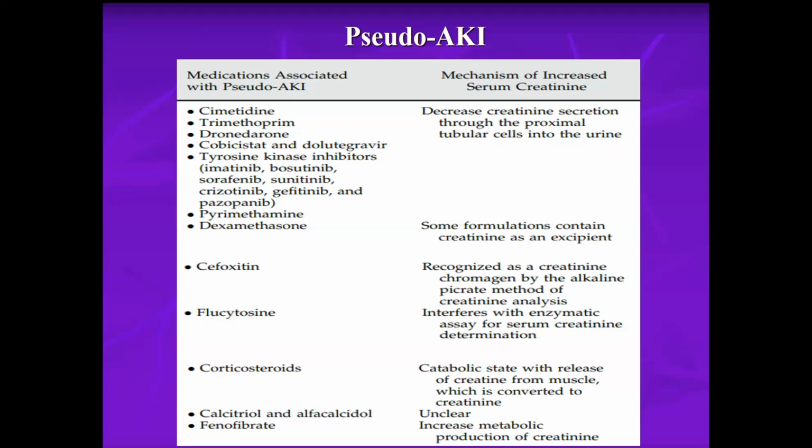Pseudo-AKI, so it's when patients present with an increased creatinine, and some of those drugs that contribute to that are things like cimetidine, trimethoprim, flucytosine. Your corticosteroids can do it because patients have a catabolic state with increased release of creatinine from muscle, which is converted to creatinine.